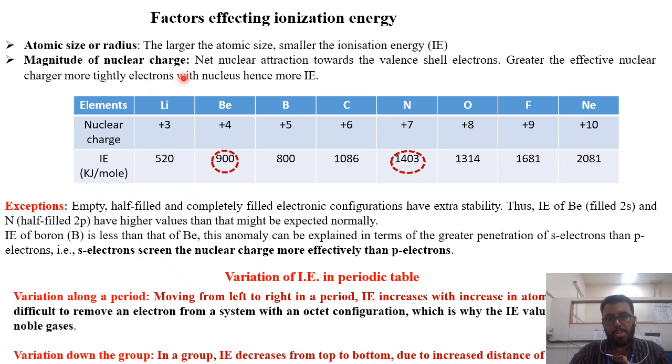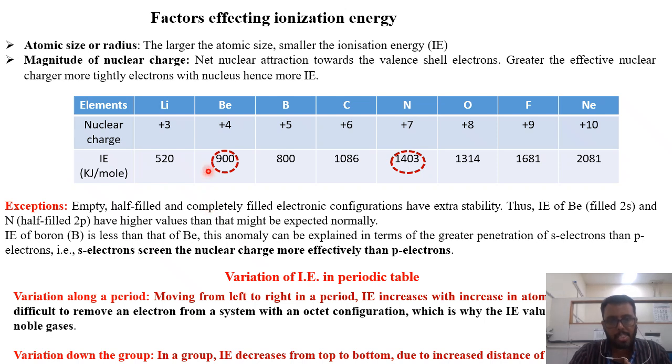And the magnitude of nuclear charge, the net nuclear attraction towards the valence shell electron, that is what we call nuclear charge. The magnitude is very, very important. The greater the effective nuclear charge, the more tightly the electrons will be held by the nucleus. Hence, more ionization energy you have to supply. So that we already discussed.